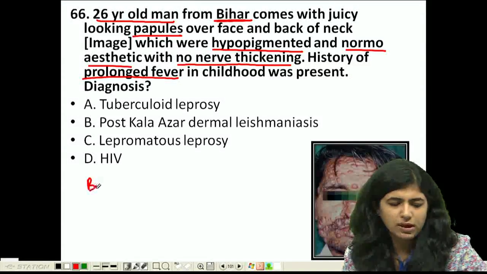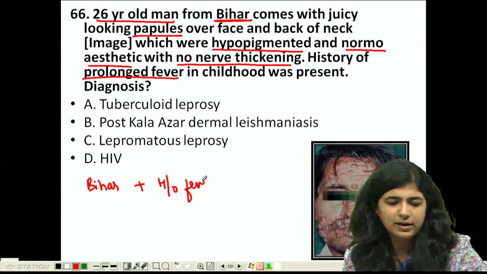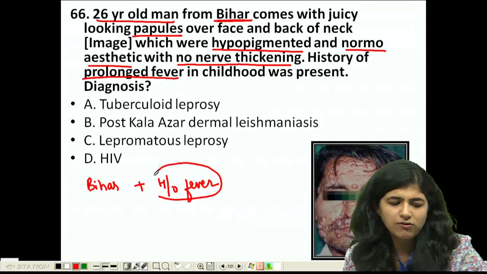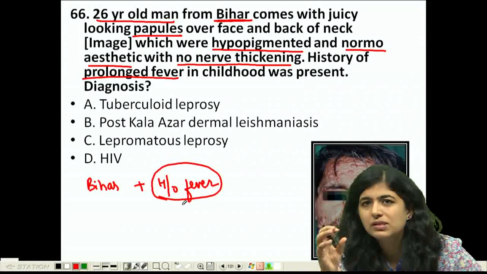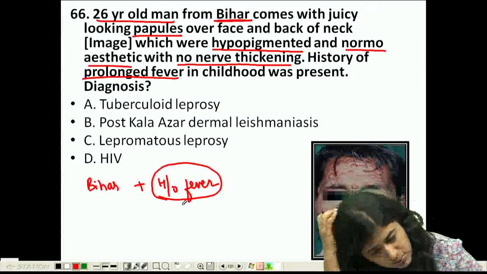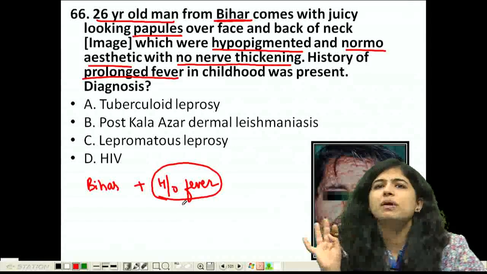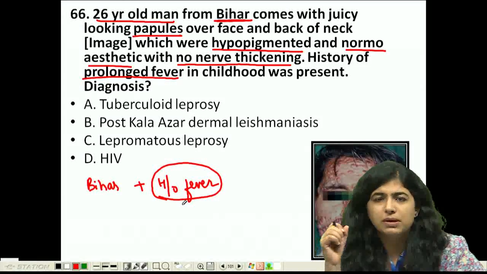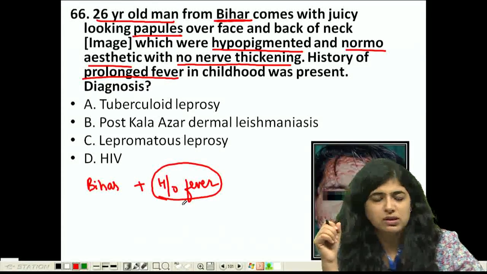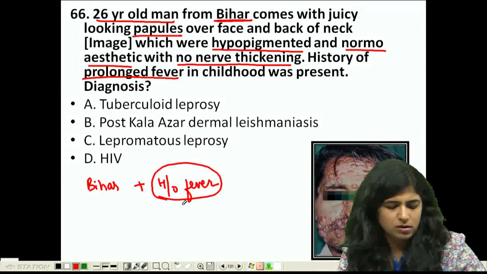This person comes from Bihar. He has a history of prolonged fever in the childhood. What could this history of fever in the childhood be for a person who is living in Bihar? It's an endemic area for this particular disorder, which is why this place of residence is mentioned, to give you the hint for this particular disorder. Most of my patients come from this particular belt of Bihar, Chhattisgarh, Jharkhand, because these are the endemic areas for this disorder, even Bengal.